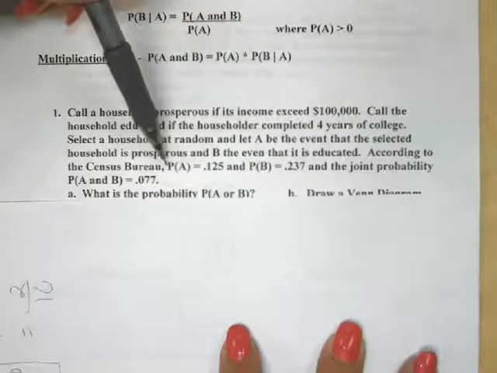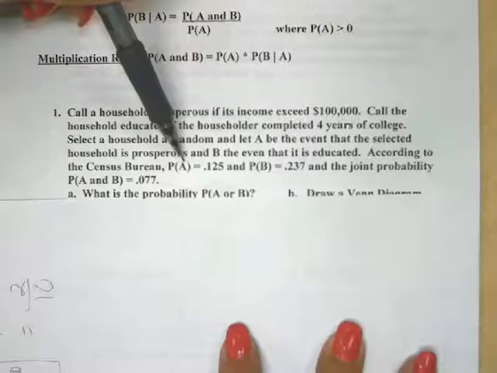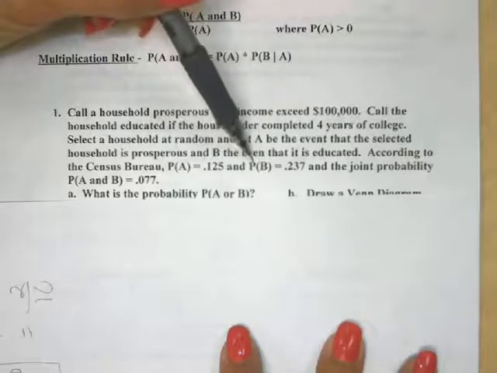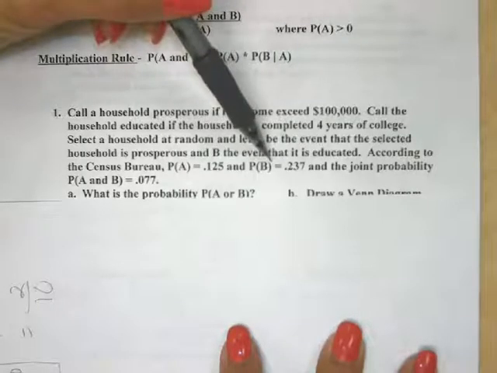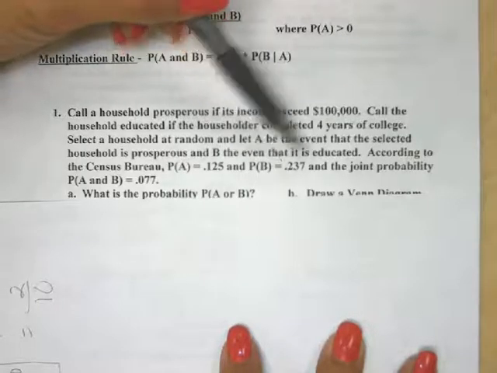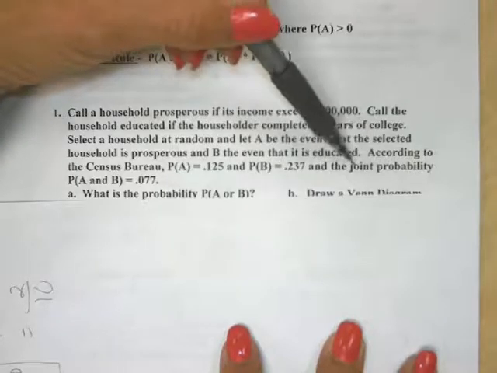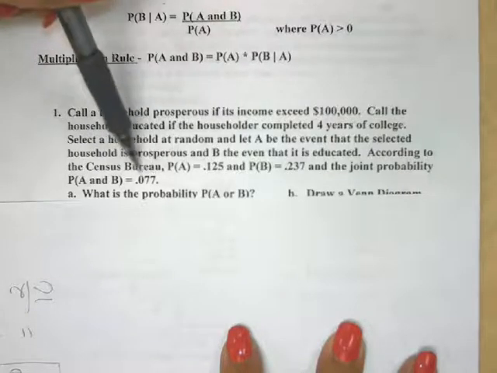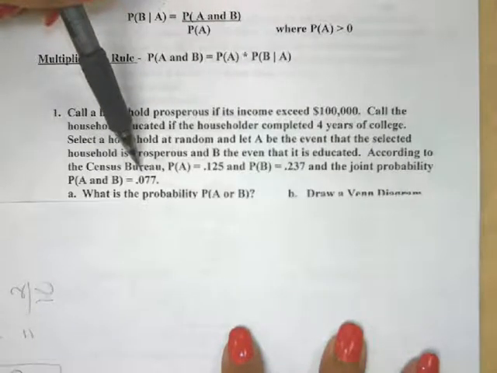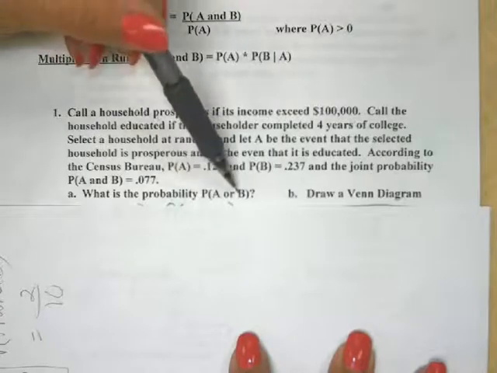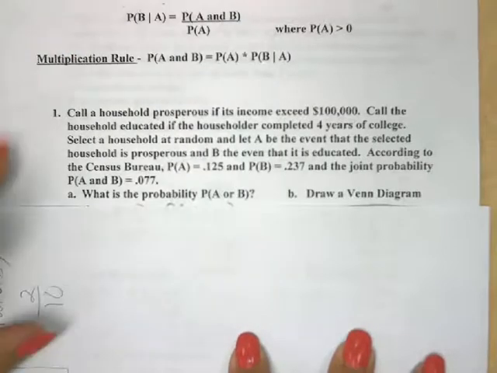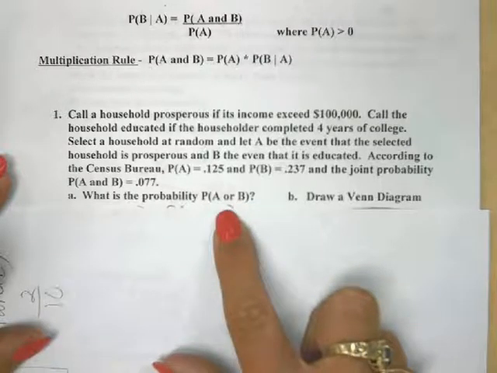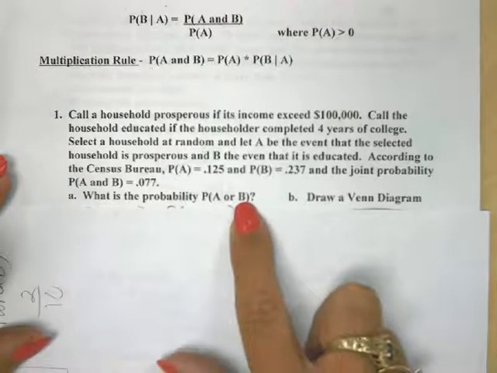And let's say we're again looking at census data, and census data tells us that the likelihood that A happens, from census data several years ago, was 12.5%, and the likelihood of the educated event B taking place was about 23.7%. Also, the joint probability, which means the intersection of the two, occurs 7.7% of the time. And so I want to know what is the probability of A or B happening. Now, once again, as I said before, that doesn't mean that they can't happen at the same time. You just know either A happened or B happened or possibly both.